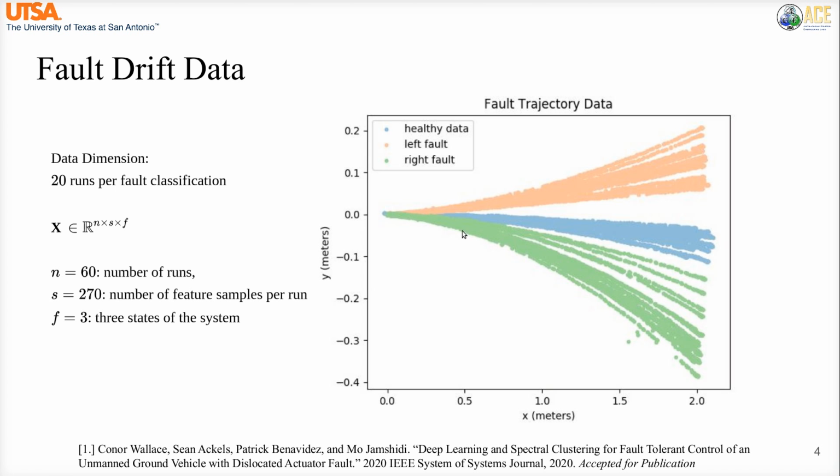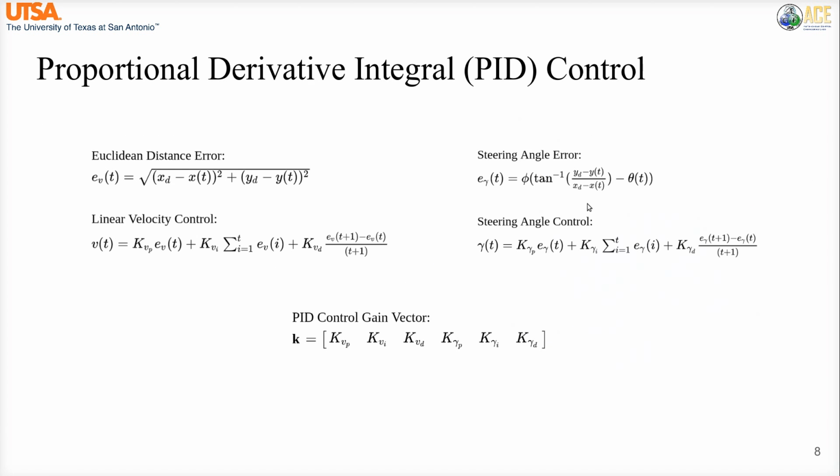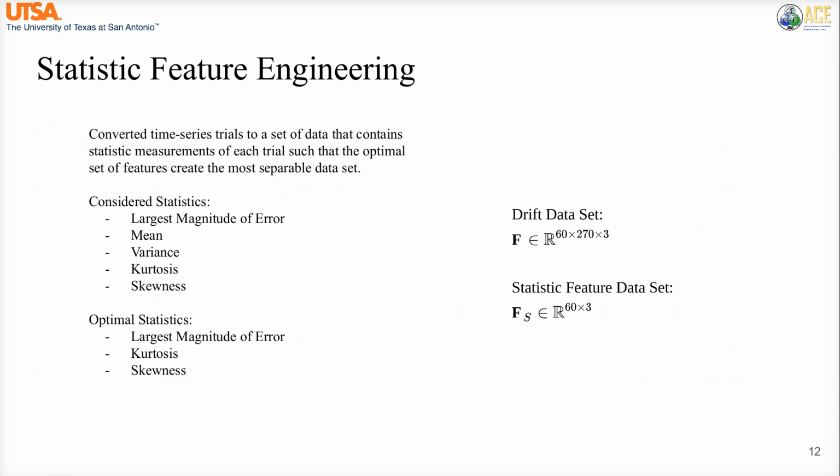Typically what ends up happening is you just have these vertical partitions, where it thinks these are just vertically separable because it's the best thing it can do. So in order to address that, I converted the time series trials into a set of statistical features of each of the runs. The considered features were the largest magnitude of error from the line that it was trying to follow, the mean of the run, the variance of the run, the kurtosis, and the skewness.